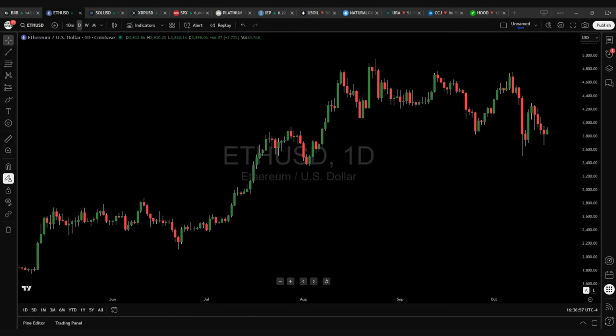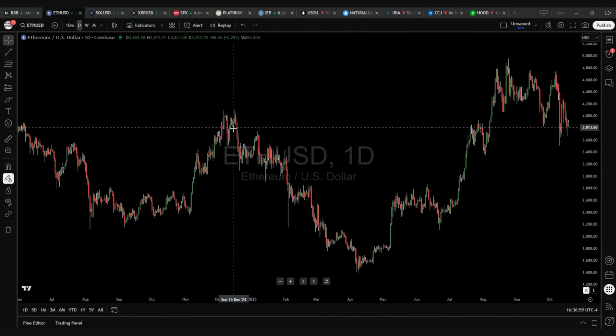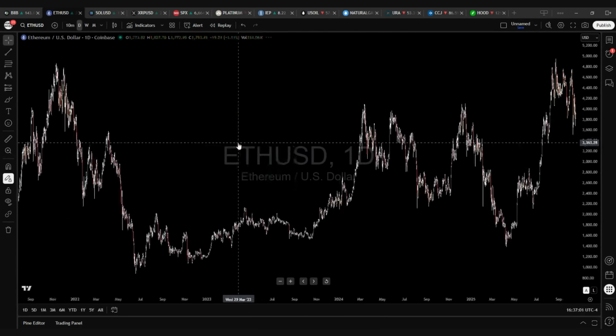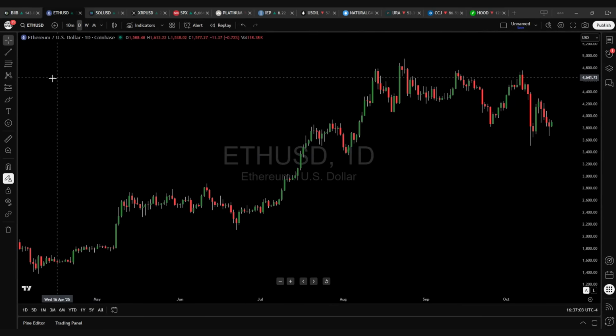So we're going to start off with Ethereum, or ETH, and take a look. Now we're going to start with no lines on the chart and try to make the technical analysis in real time here with you guys. So again, nothing pre-programmed in. You can zoom out. You can see no trend lines. We're just using a simple candlestick chart.